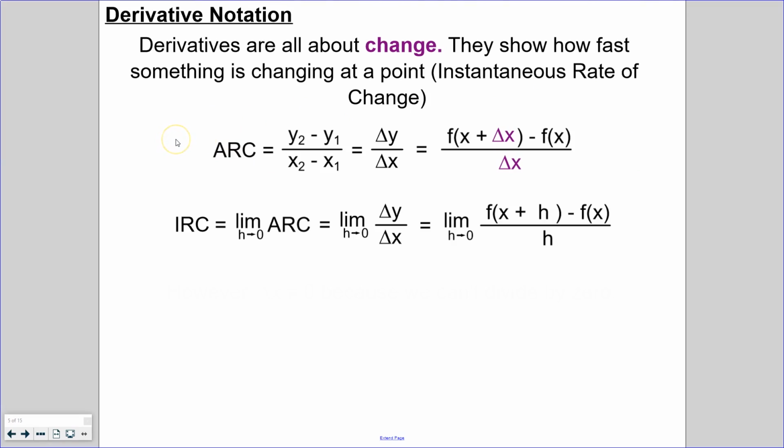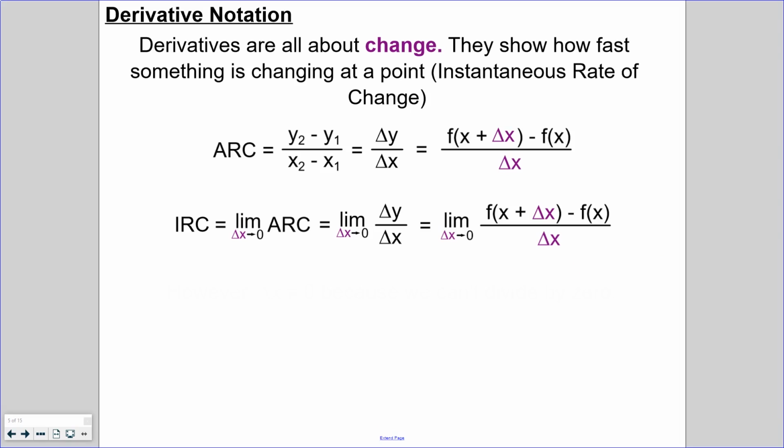Now, how does that affect the instantaneous rate of change? Well, we'll just change all the h's to be the change in x, because again, that's what h is, giving us the limit as delta x approaches 0 of f of x plus delta x minus f of x all over delta x. And now we're going to be moving forward with this particular notation to help us understand where the derivative notation comes from.